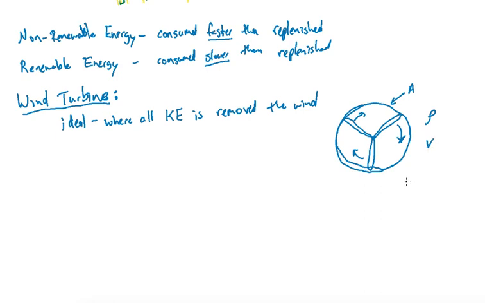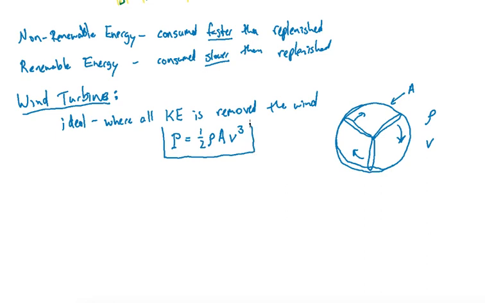Slower moving air has less kinetic energy than faster moving air, and we can work out that the power that we get from this is 1/2 rho, the density of the air, times the area of the wind turbine blades, times the velocity cubed. Okay, and so that's our equation for this one.